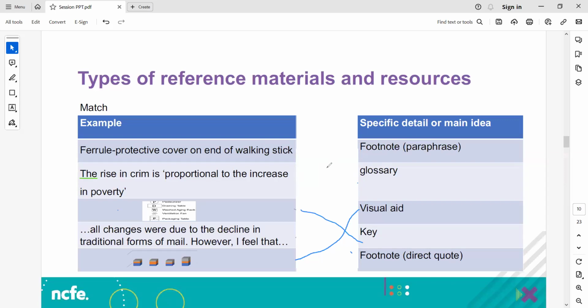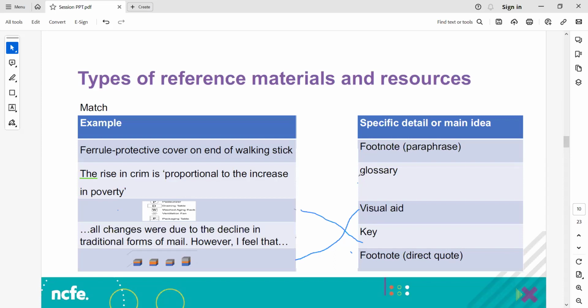So for glossary, we're looking for a definition. So we've got ferrule, protective cover on end of walking stick. The rise in crime, that's supposed to be, is proportional to the increase in poverty. Or all changes were due to the decline in traditional forms of mail. So the glossary will be a definition. Does anyone want to have a go at which one will be a definition? Imagine you see a word in the dictionary and then an explanation. I would say the rise in crime is proportional to the increase in poverty.